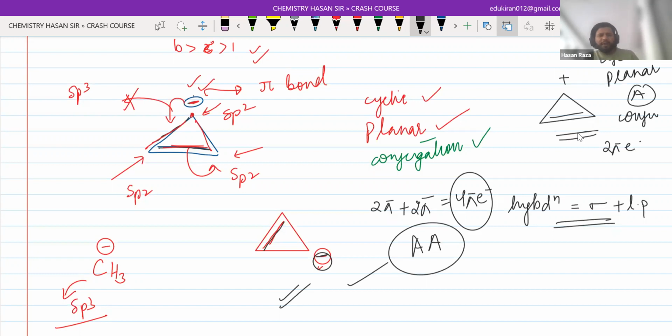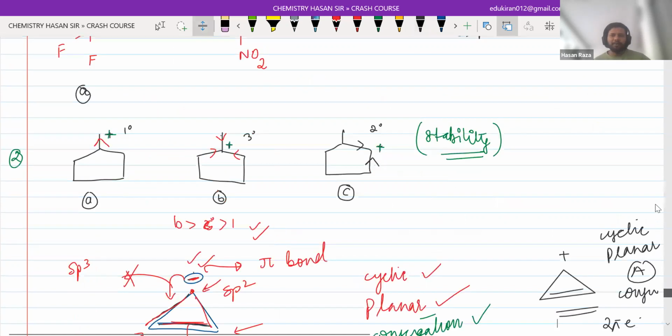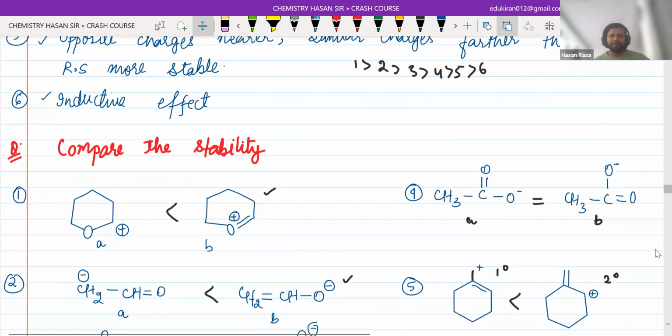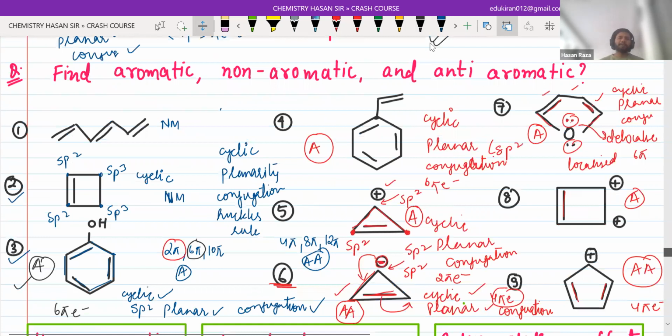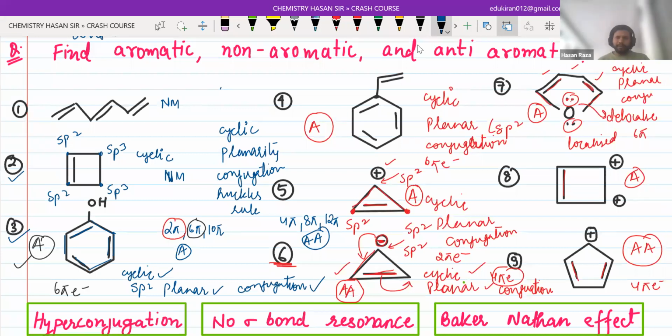Is that clear to everyone? Please do respond. Yes, sir. Okay. Does anyone have any doubt in this aromatic compound? If anyone has any doubt, please ask me right now. So can you explain the ninth one? Ninth one, I will.